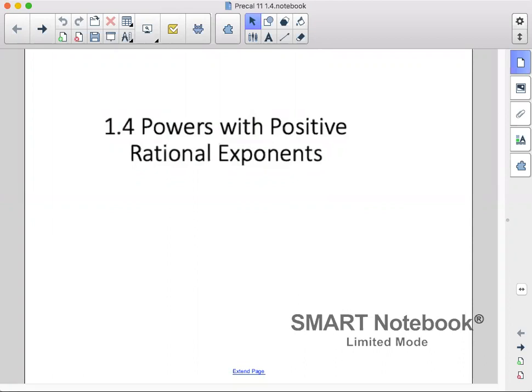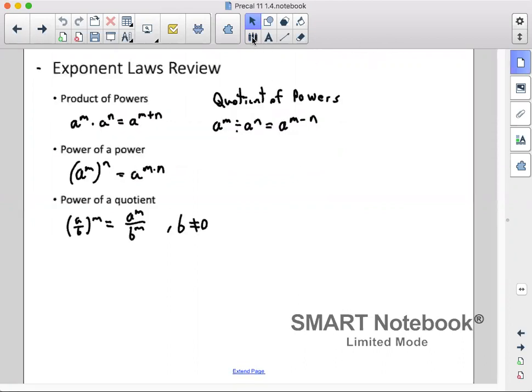Today we're going over section 1.4, which is powers of positive rational exponents. So we'll just quickly review our exponent laws. We have product of powers: a to the power of m times a to the n is the same as a to the m plus n. We also have power of a power, so a to the m to the power of n is the same as a to the power of m times n.